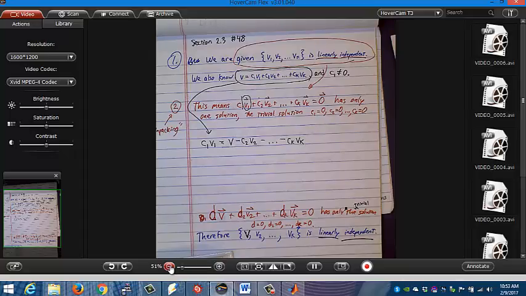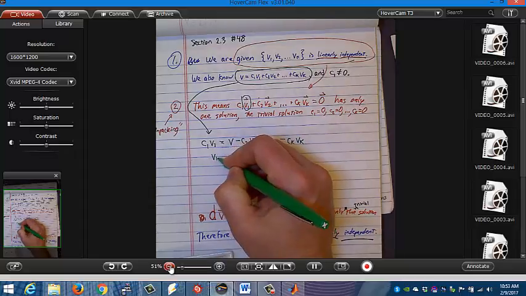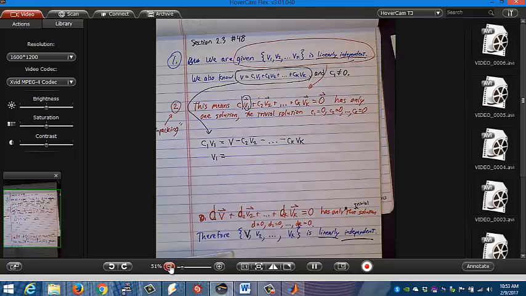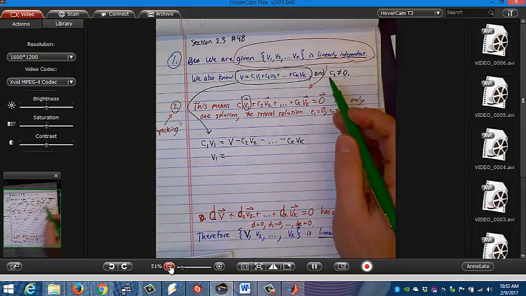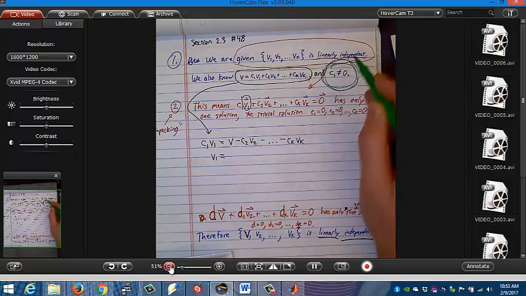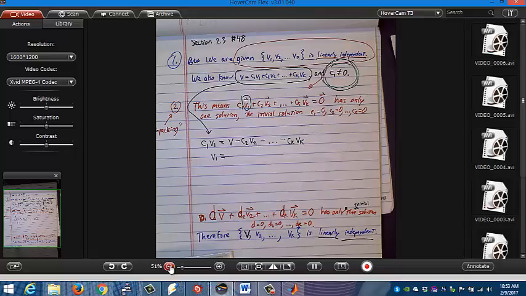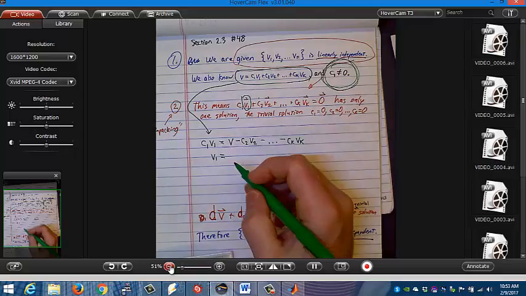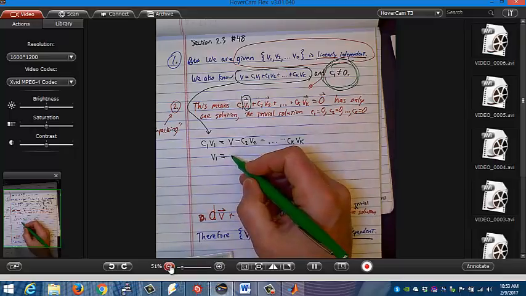Okay, then what? I want to get V1 by itself. So what does V1 equal? Yes, we're going to divide by C1. And by the way, now you might understand why it was so important that C1 is not 0, because you can't divide by 0, right? So that's interesting.